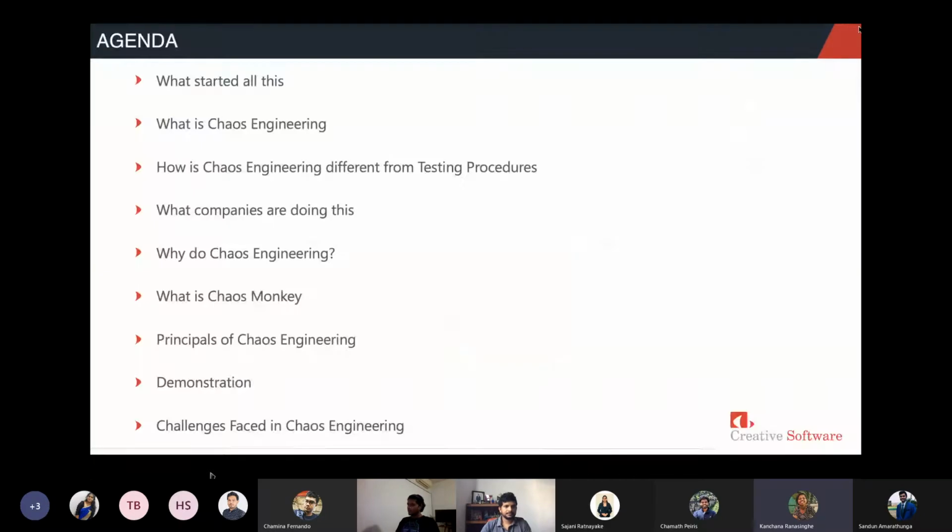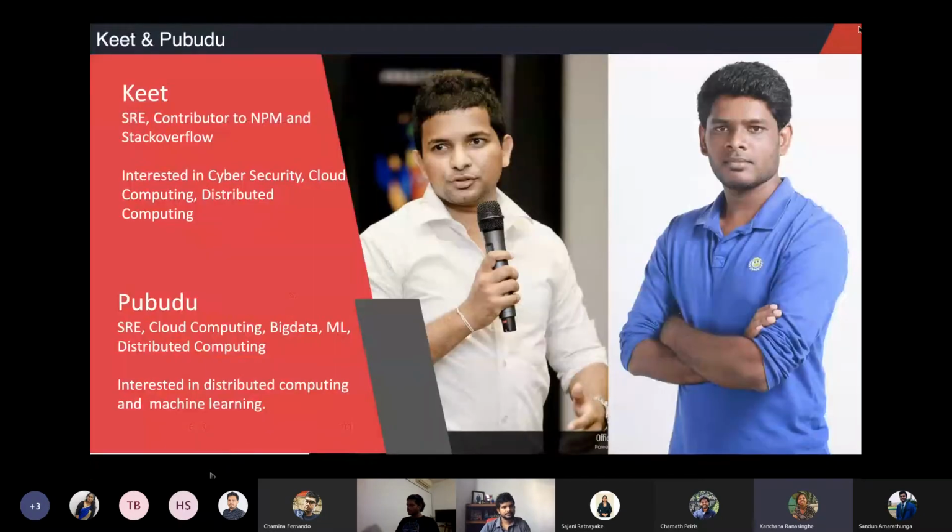Both Keet and Pubudu are site reliability engineers. They're working for our Norway-based client, who is the industry leader for big data and digital transformation technologies. Keet is interested in cybersecurity, cloud computing, and distributed computing. And Pubudu's interests are in machine learning and distributed computing.